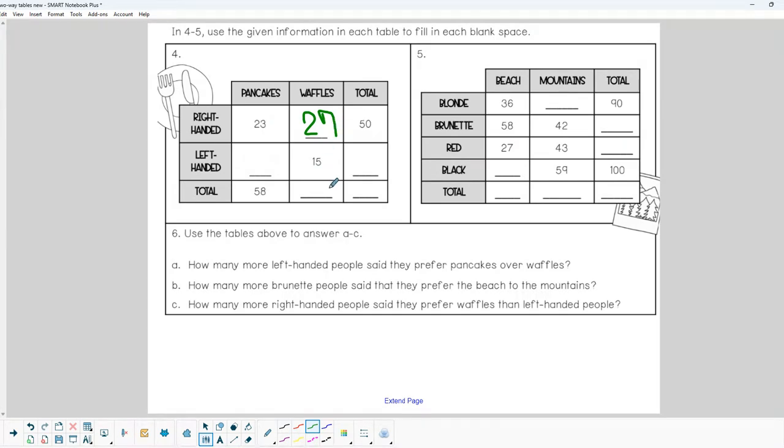So 7 plus 5 is 12. Carry the 1. 1, 2, 3, 4, or 42. And then 58 plus 42 equals 100. And 100 minus 50 would make this 50. And 50 minus 15 would be 35.